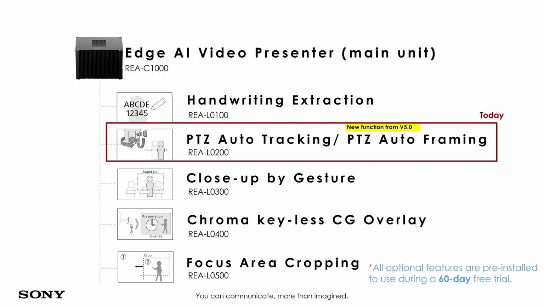As introduced, Edge AI video presenter has 5 different features in one box: handwriting extraction, PTZ auto tracking, close-up by gesture, a chroma keyless CG overlay, and focus area cropping. All optional features are pre-installed to use during a 60-day free trial. Today, we want to focus on PTZ auto framing feature newly added to this device with firmware upgrade version 5.0.